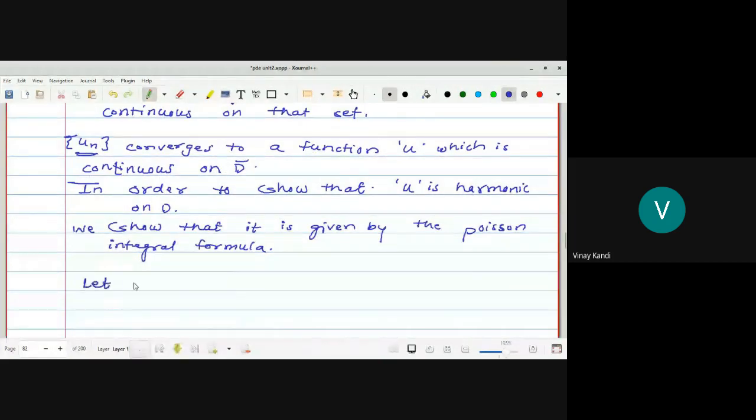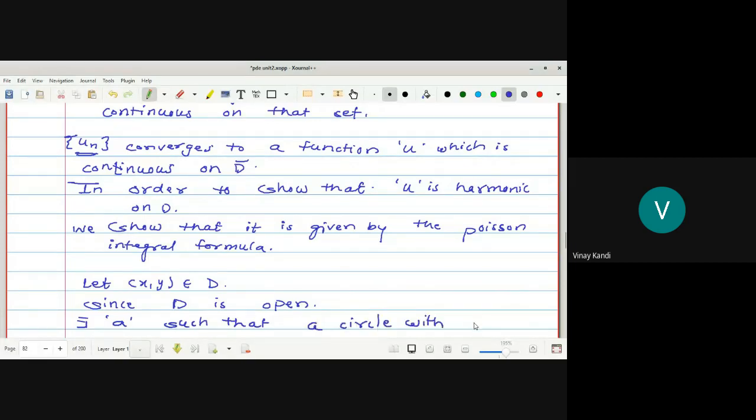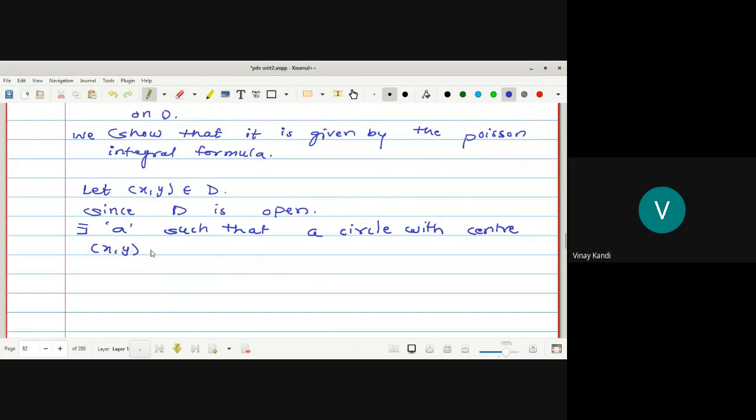Let (x, y) belong to D, any point. Since D is open, D bar is closed, and D bar is D union the boundary B. Since D is open, there exists a such that a circle with center at the point (x, y) and radius a is contained in D.